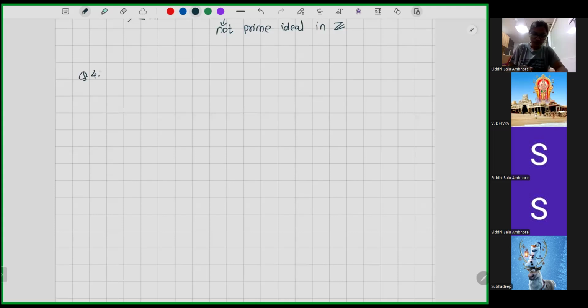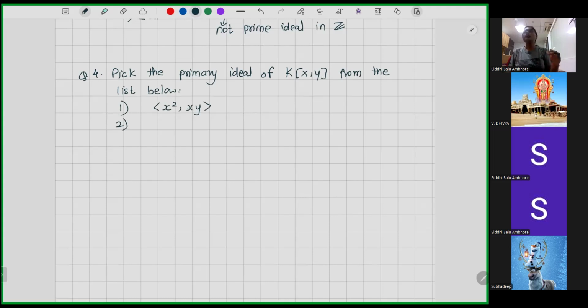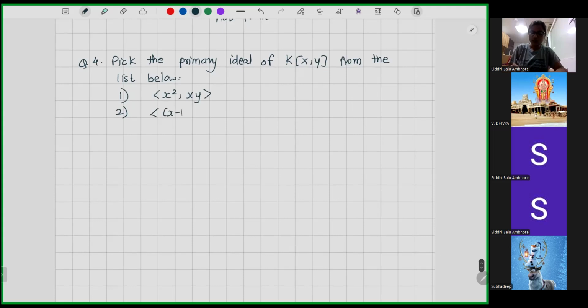So question 4. Pick the primary ideal of k[x,y] from the list below. The list is: first, x squared, xy. We have to check for primary ideals, so ideals for which the set of associated primes contains only one element. Second, (x minus 1) squared, y plus 3. Third one is x, y squared. Fourth, x squared plus xy. And any guesses here?